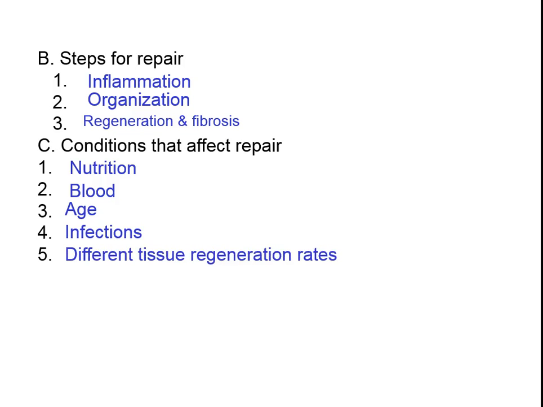And then, of course, different tissues regenerate at different rates. A bone has a very good blood supply, so if you break it, it's actually going to regenerate and repair faster than maybe the tendons and the ligaments of the joint that the bone is connected to, because they have a scanty blood supply.